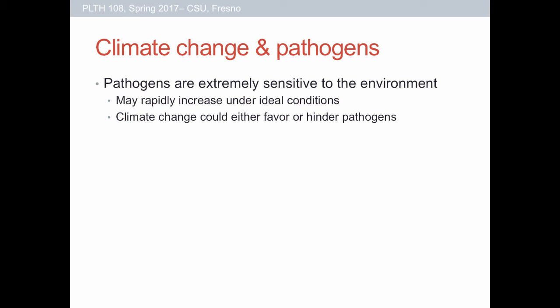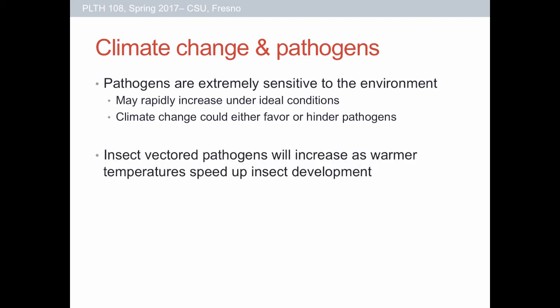So as far as pathogens are concerned, it's really hard to make broad, overarching guesses about how pathogens will function, because generally they are so sensitive to the environment. So it's possible that you'll have climate change in such a way that it favors certain pathogens, while other ones are going to be left behind. The general trend that is expected, though, is that any pathogens that are vectored by insects will increase because we're expecting to see more insects in the system.